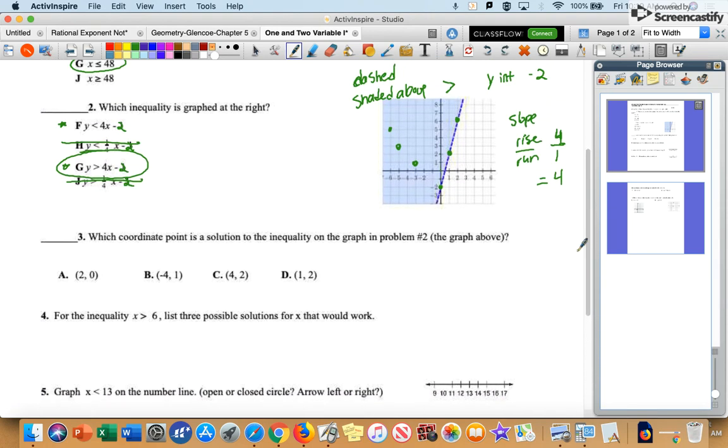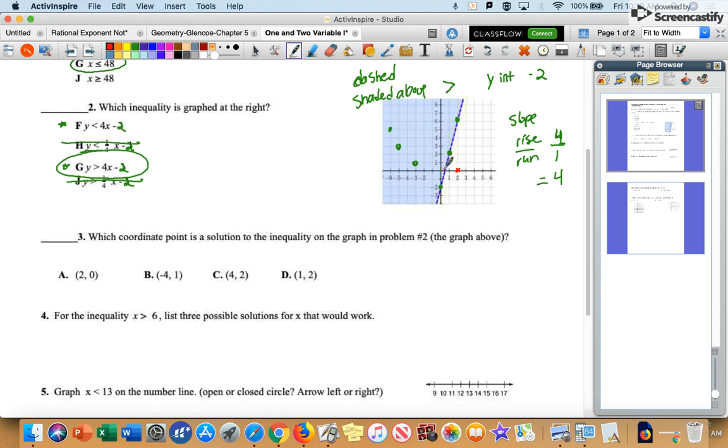All right, so looking back at the previous problem now, think about those solutions that we talked about. Which one of these would be a possible solution? Let's take one by one. 2, 0. 2, 0 is right here. Is that in the shaded area? No. If we put 2 and 0 in for x and y, we would have a false statement. 4 times 2 would be 8. 8 minus 2 is 6. And so that would mean 0 is not greater than 6. So that's a false statement.